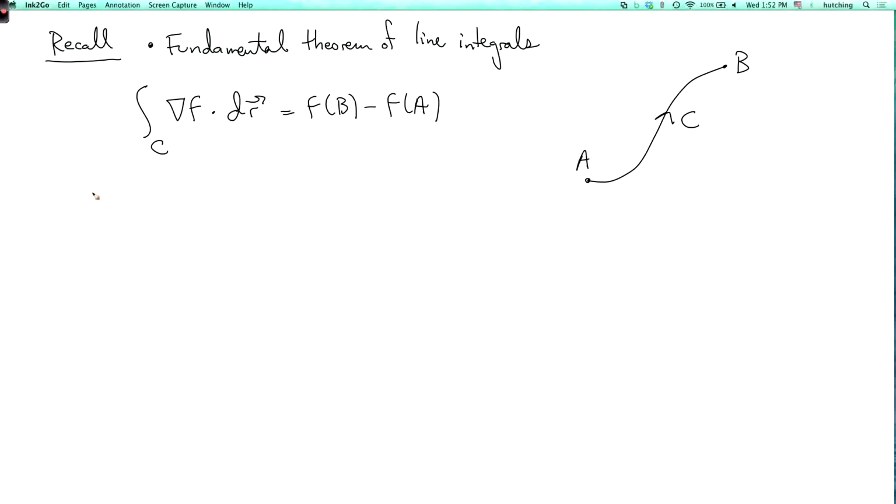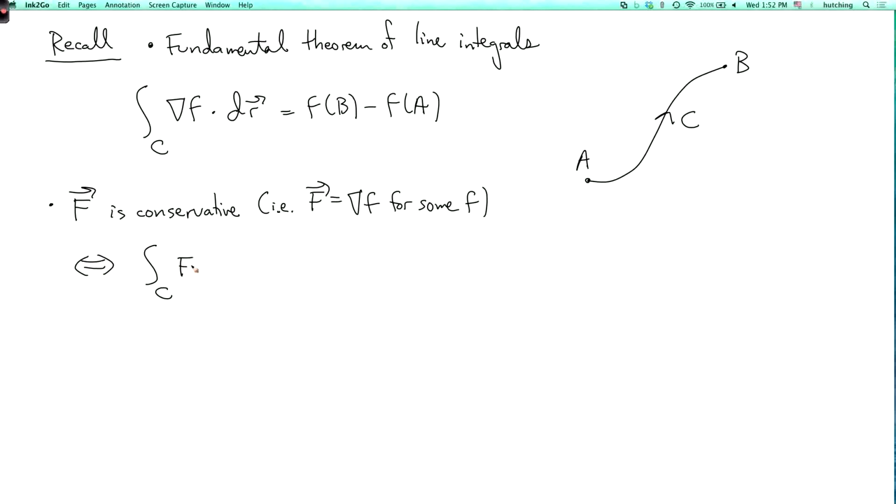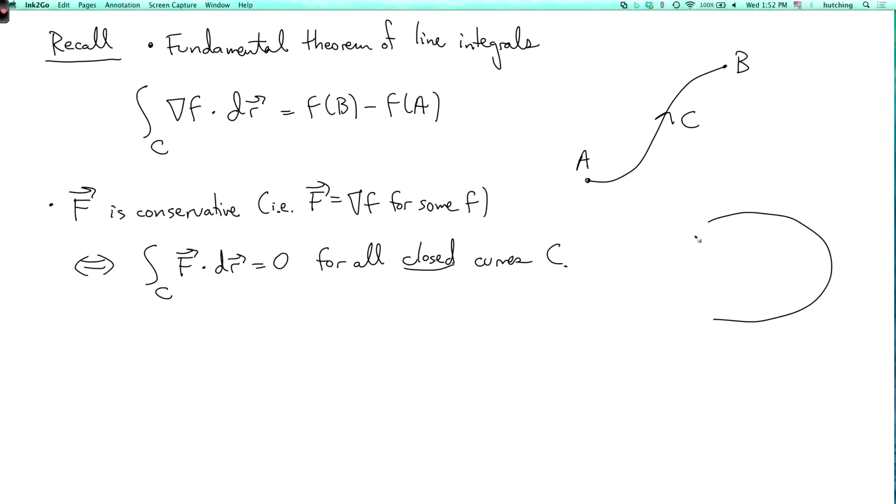And we use this fact to prove that a vector field F is conservative, i.e. F is the gradient of little f for some f, if and only if the integral over C of F dot dr equals 0 for all closed curves C, where a curve C is closed if its initial and end points A and B are equal.